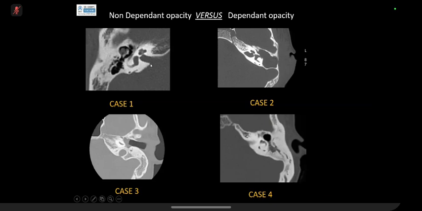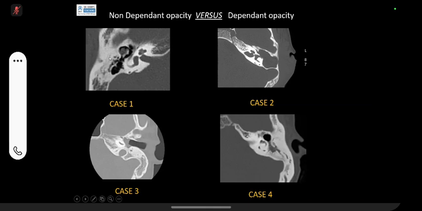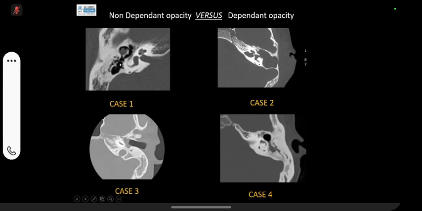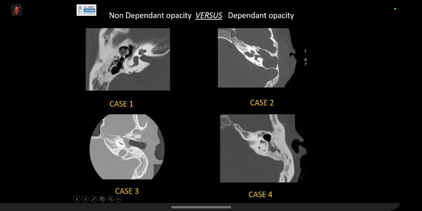So if you see, this is the medial side, this is the internal ear, this is the cochlea. Now you can see this is a non-dependent opacity, and how this is the epitympanum, and how it is causing erosion of the head of the malleus. So this should be etched in your memory. This is classical Prussak space. This is the outer side of the body. So let me go through this case.